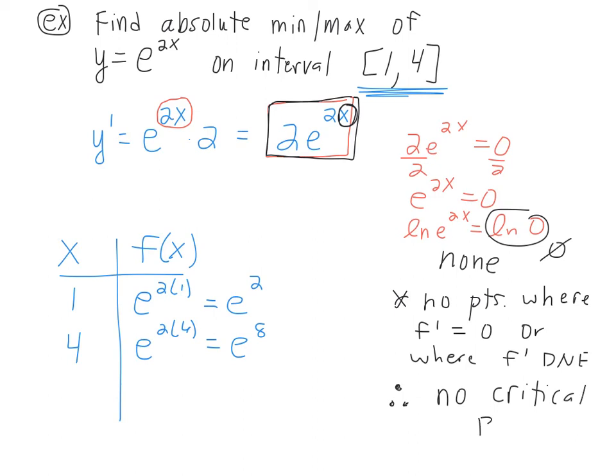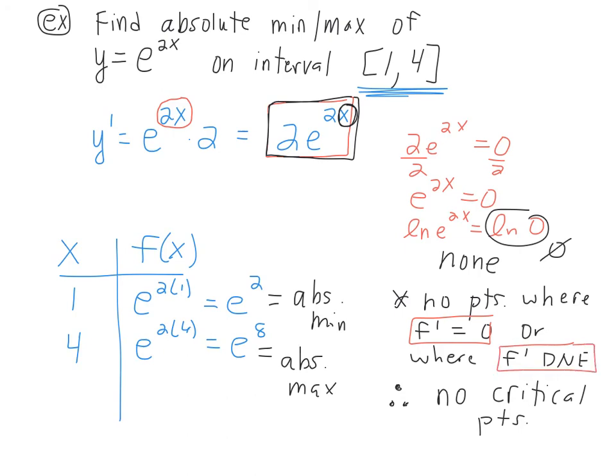What that means is that we have no additional value to add to our table. So that tells us that this e squared is our absolute min, and this e to the 8th would have to be our absolute max. Sometimes in these problems, you're not going to have critical points. You're not guaranteed to have a point on a function where the derivative is equal to 0 or is undefined.